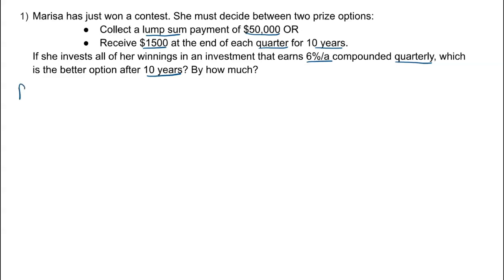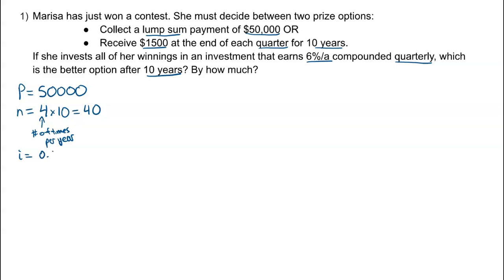So we're going to look at the first situation first, the lump sum of $50,000. And so she gets a present value of $50,000, and then she's going to invest that for 10 years quarterly. That means 4 times per year. We always take the number of times per year, and then we multiply that by the number of years. So 4 times 10, so the number of compounding periods is going to be 40. So she's going to get interest paid out 40 times on this $50,000 investment.